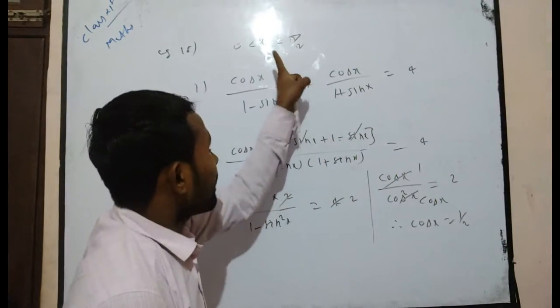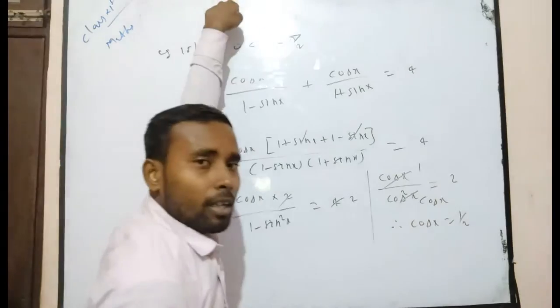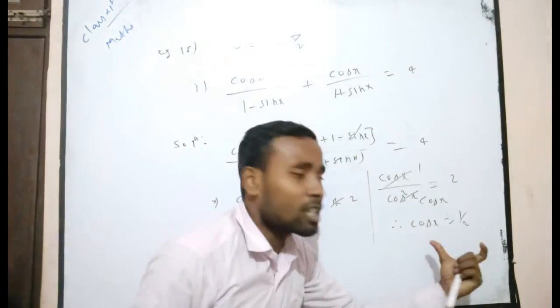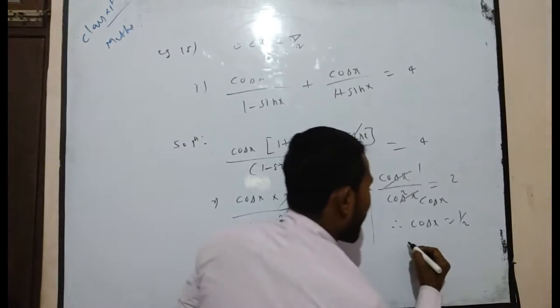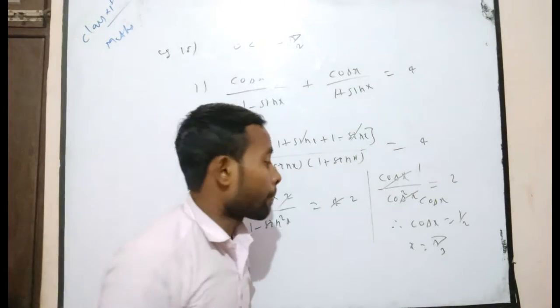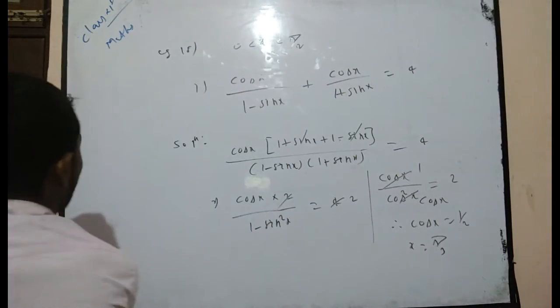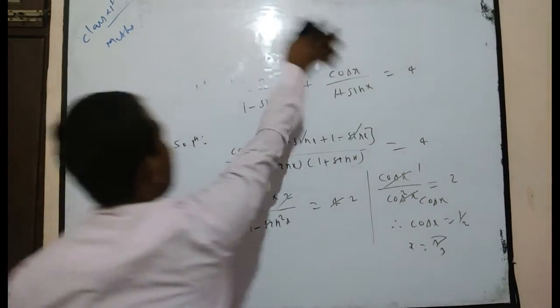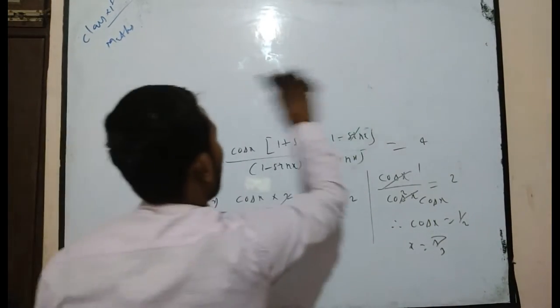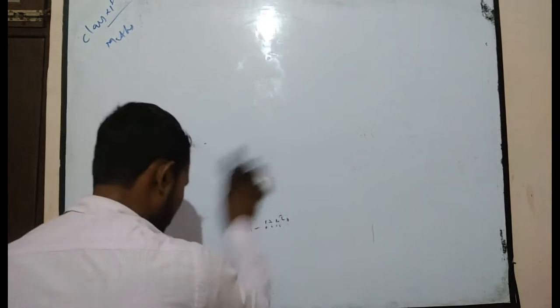But in this problem, x lies between 0 to pi by 2. Then what is the value of x for which it is satisfied? As you know that when x is equal to pi by 3, cos pi by 3 is equal to 1 upon 2. This is the true concept. Now we take the next problem, which is a similar process. You can solve it.